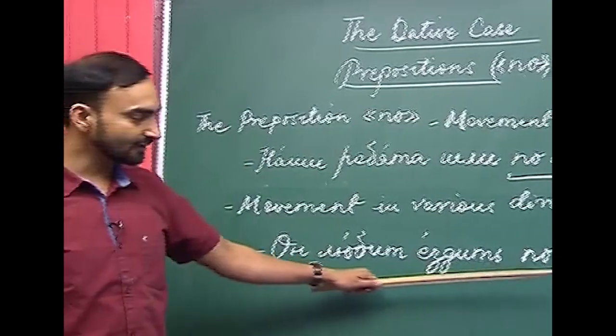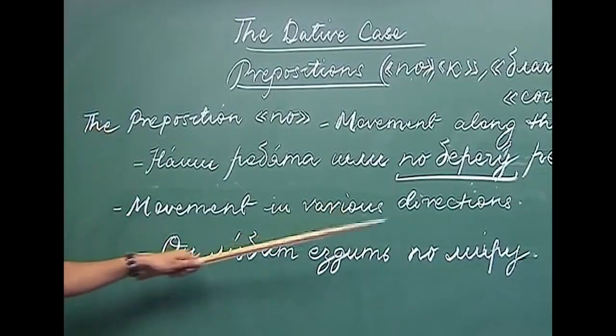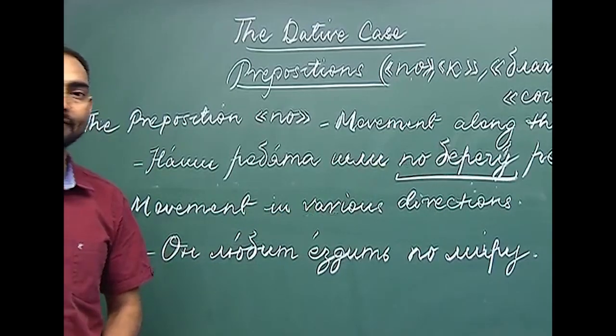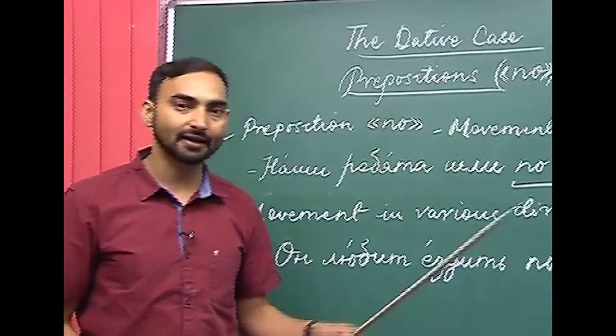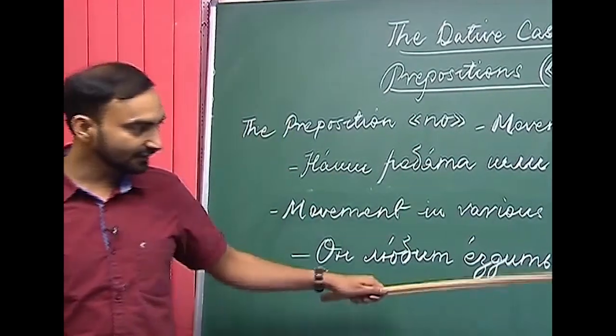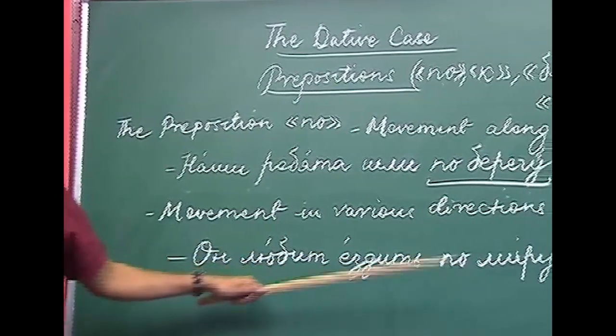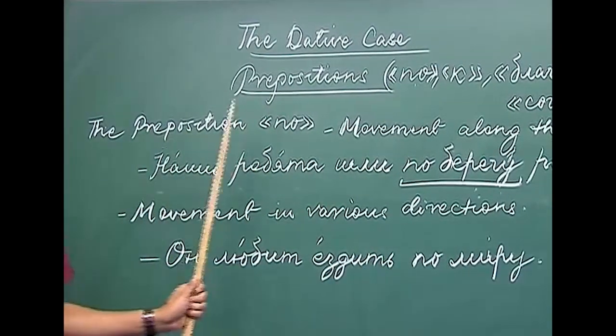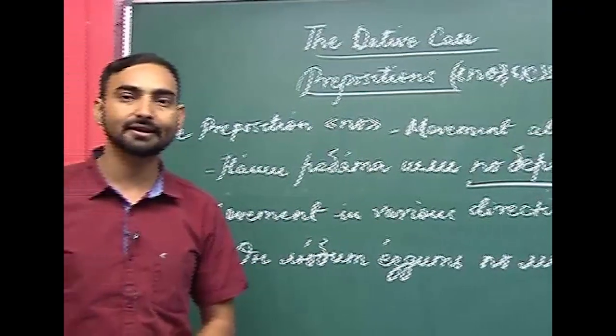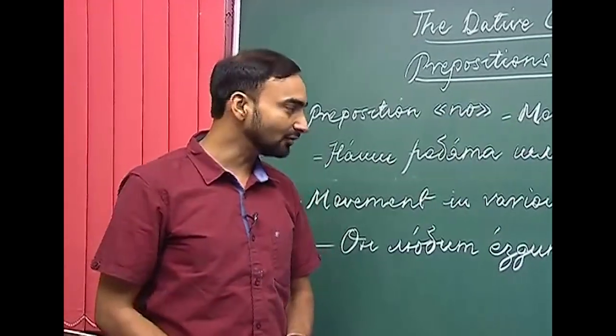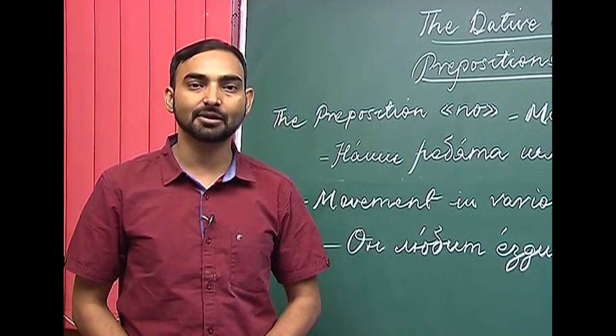Here, as you can see, the movement is in various directions. There is no fixed direction where he is heading to. In these circumstances or situations, we are supposed to use the preposition pa along with the noun in the dative case. So, we will now look at other meanings of the preposition pa.